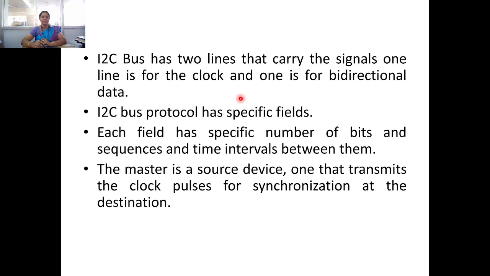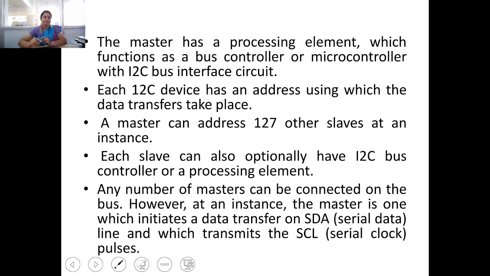So here we have to consider the master and slave concepts. That is, there is one master and the slaves are a number of branches. The slaves are controlled by the master. That master is simply called the I2C. That is, I2C uses the master concept. The master is a source device, one that transmits the clock pulses for synchronization up to the destination, that is the final end part.